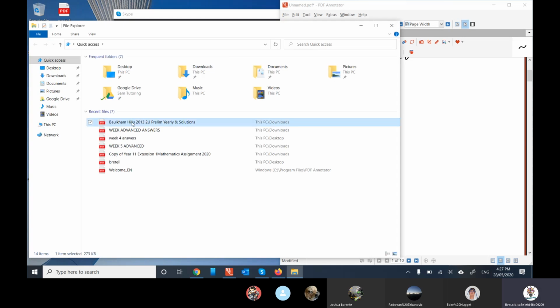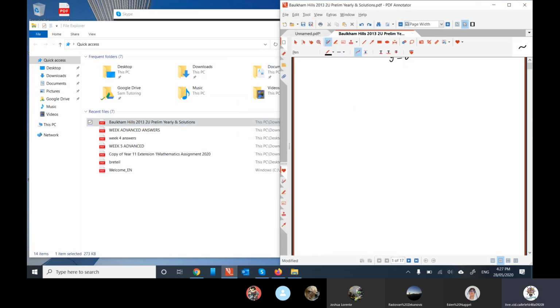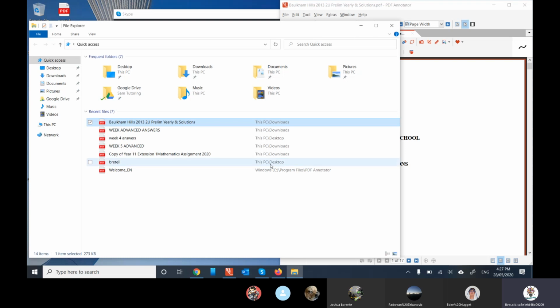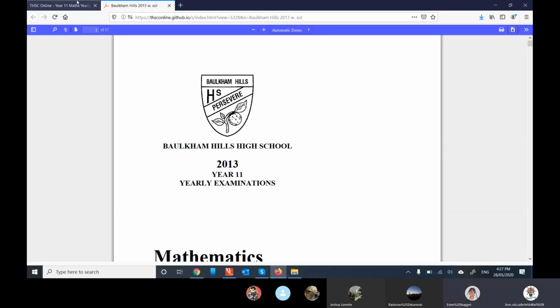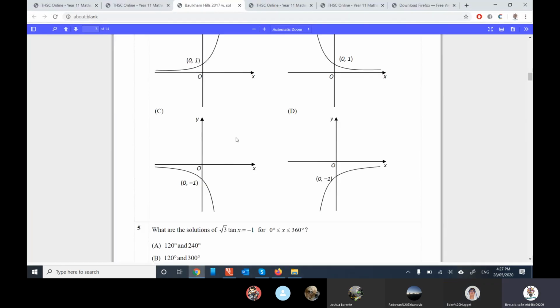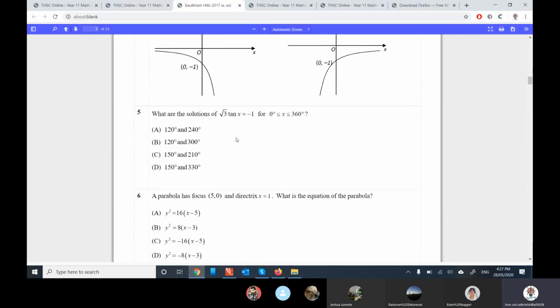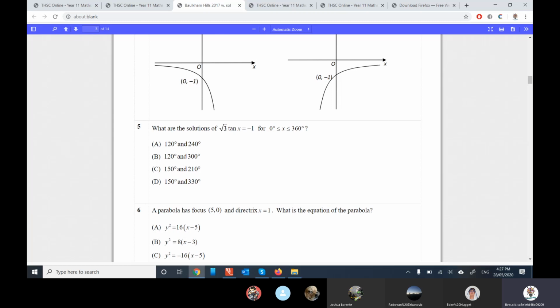We've got this one. Bring it here. We're going to continue with the 2017 for now, and then I'll download this at the same time in Chrome. Okay. All right, number 5. What are the solutions of root 3? Okay, wait. Again, can you guys see it's the same questions we've been doing? Like, it's not any harder than our standard questions we've done, and that's how your exams will be.